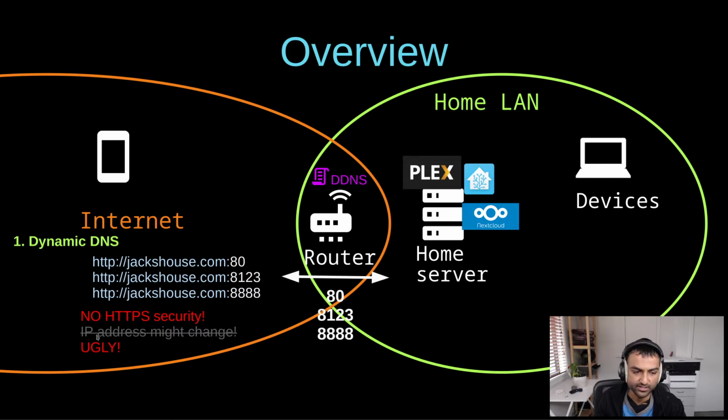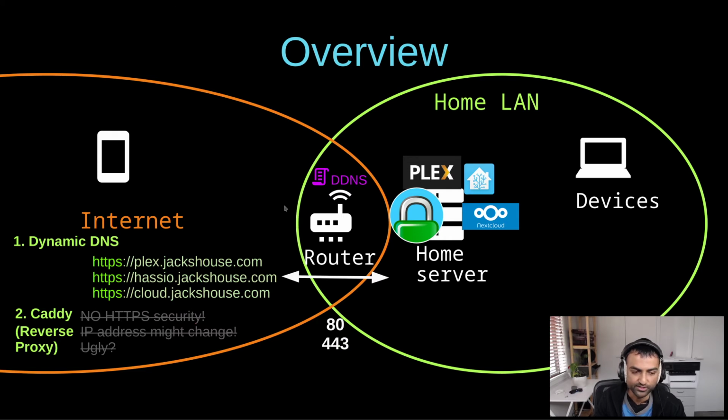So this fixes the issue of the IP address might randomly change, and you can access all your services through a nice little URL. However, you still don't have HTTPS, so it's still unsecure, and it's also kind of ugly. You're still accessing it through these individual ports, which you have to remember. Is there a better way, an even better way?